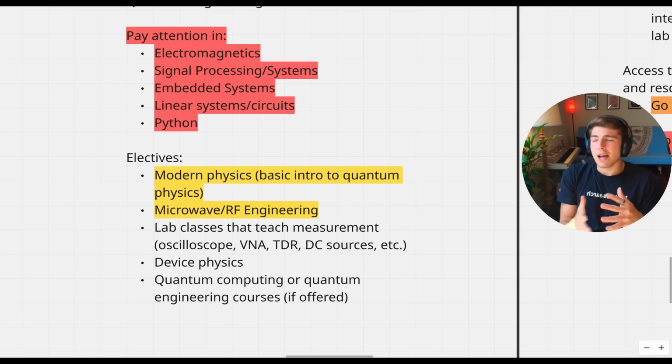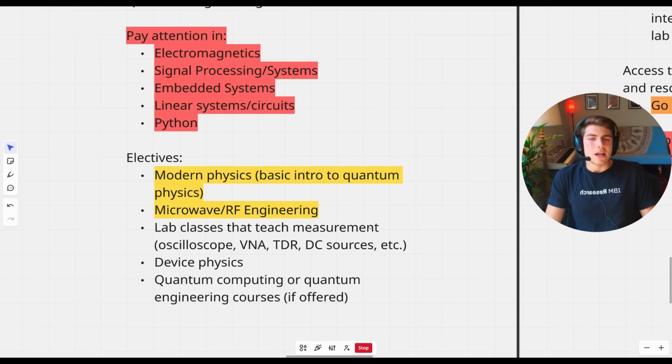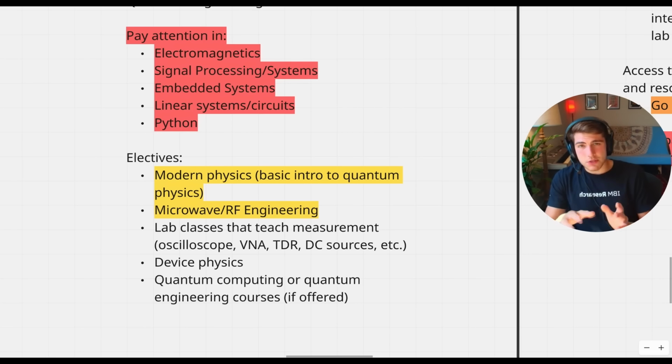And so this might not be a course that's directly applicable to quantum computing, but it might be about satellites, or it might be integrated RFIC design. You just got to find what that actually means at your university. And then from there, some of the most important things are lab classes that teach measurements. You need to know how to use lab equipment like an oscilloscope, a vector network analyzer or VNA, time domain reflectometer or TDR, DC sources, all that kind of lab equipment.